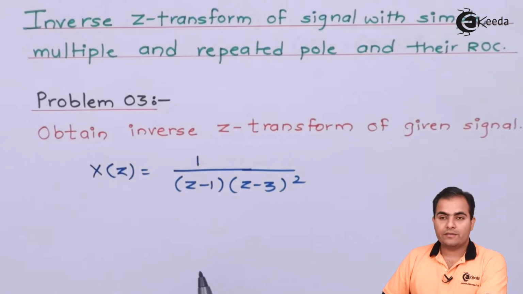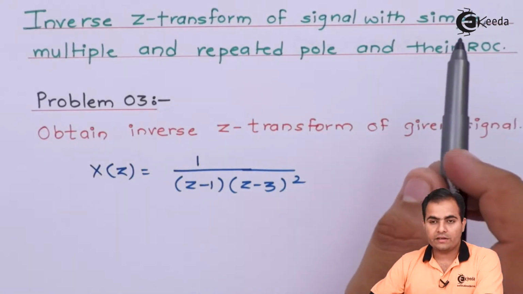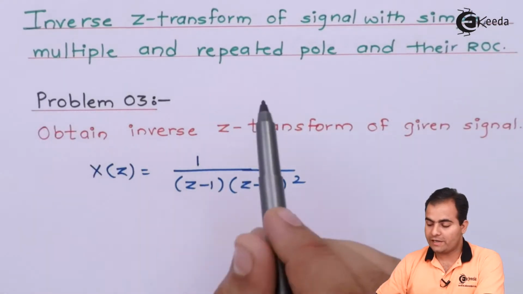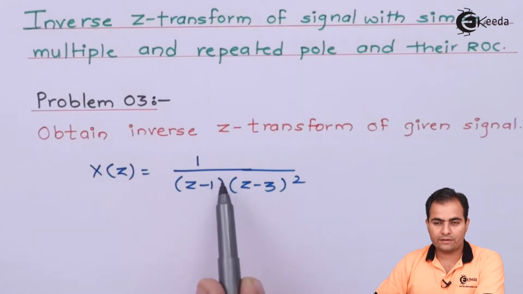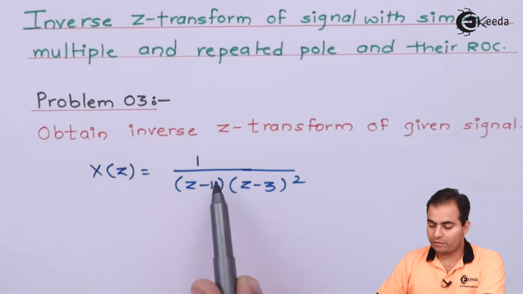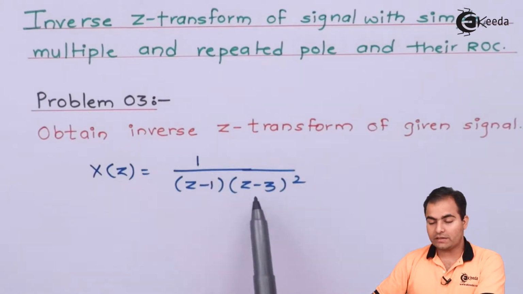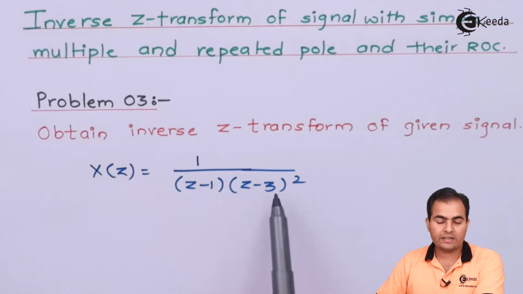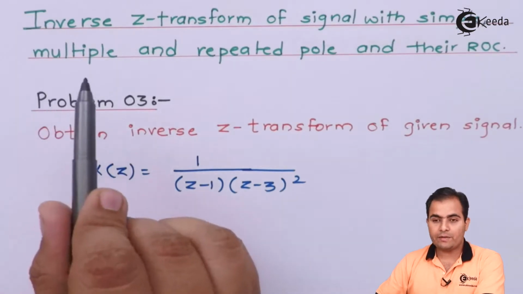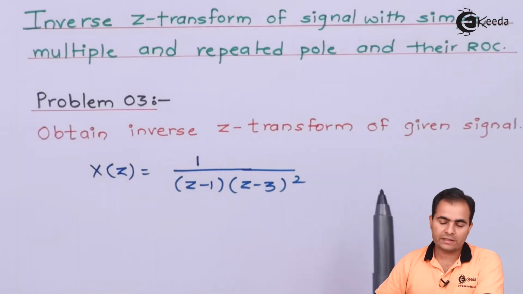So right now we are solving a numerical which is based on simple, multiple and repeated. Simple means here the order of a pole is 1. So z minus 1 is having power 1. Now repeated means here the order of poles is greater than 1, that is 2. Here z minus 3 is having power 2, and multiple means we have a number of poles in the denominator.